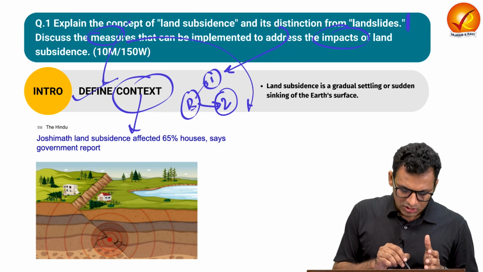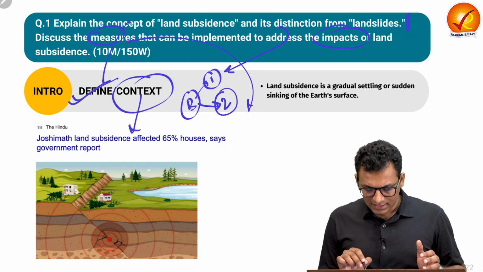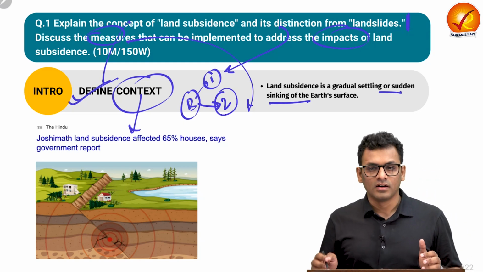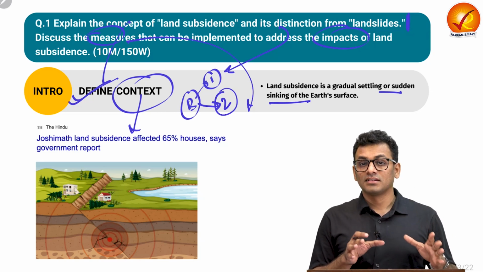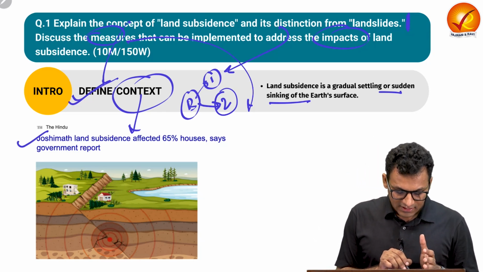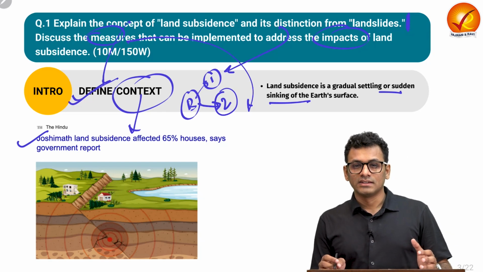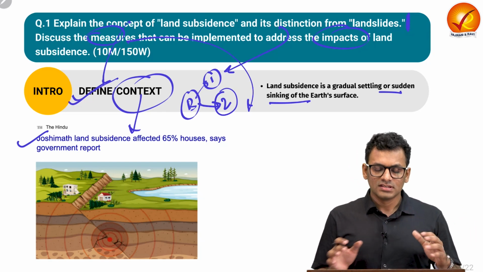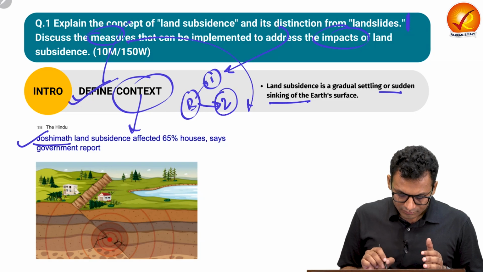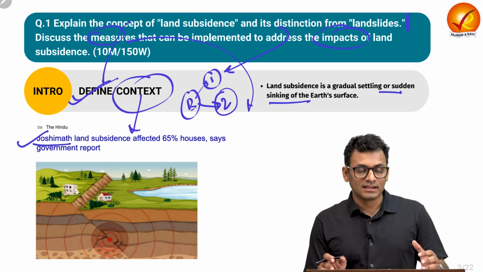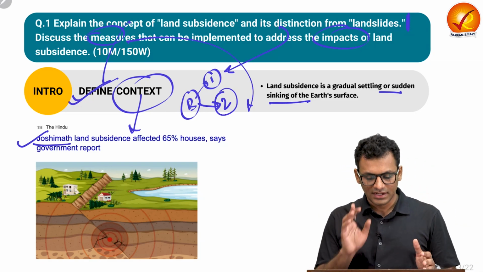In the introduction, you can define land subsidence. It is a gradual settling or sudden sinking of Earth's surface. You can also provide certain current affair based articles, like we have seen how in India we have witnessed land subsidence in regions such as Joshimath of Uttarakhand. So these are the kind of current affair articles that you can integrate in your introduction. Let us move on to the body.